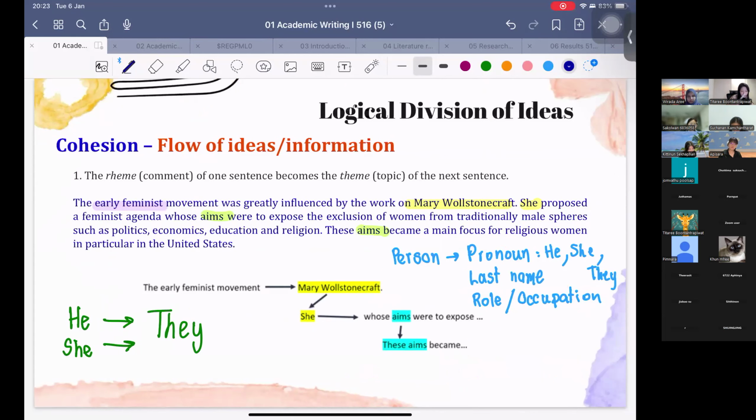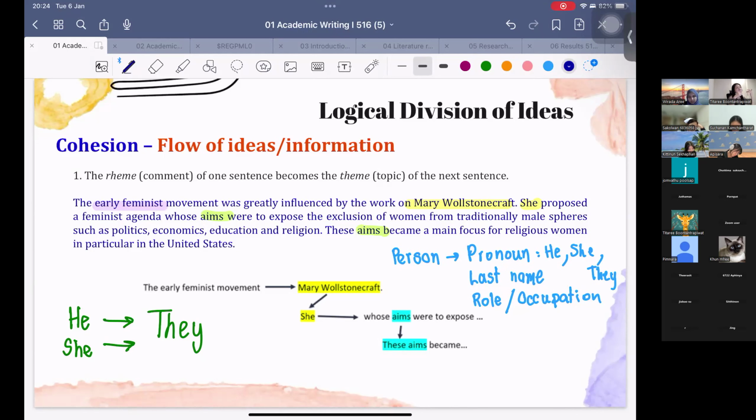Or when you need to explain about a person, like a whole paragraph explaining what she is famous for or what he is famous for. Normally when we refer to a person, we refer to that person by their last name. The most appropriate way is to refer to the person by their last name.